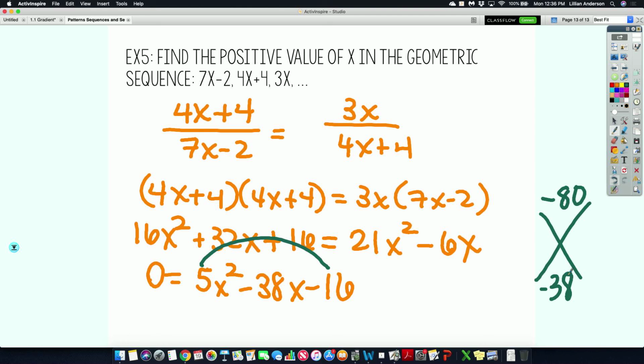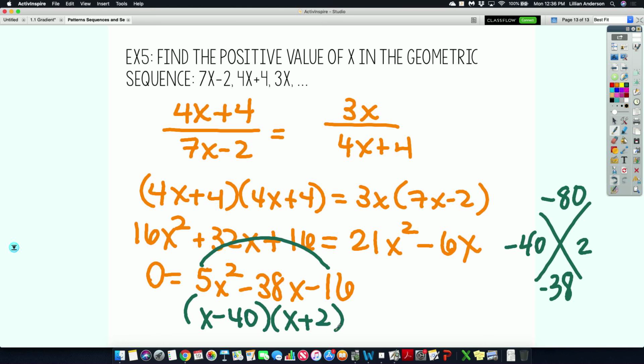And you're looking for two numbers that multiply to give you negative 80, but add together give you negative 38. Negative 40 and positive 2. Okay? You guys did this last year. Should have done it last year. I don't know who your teachers were.